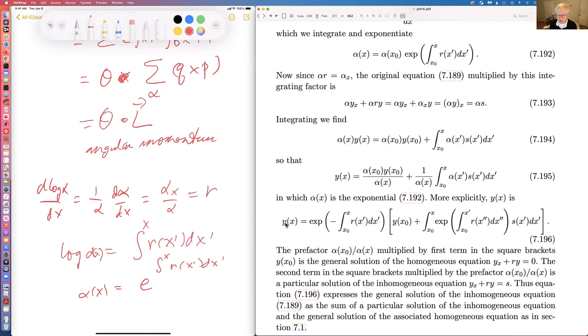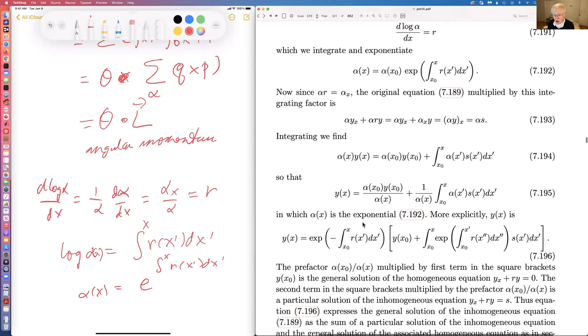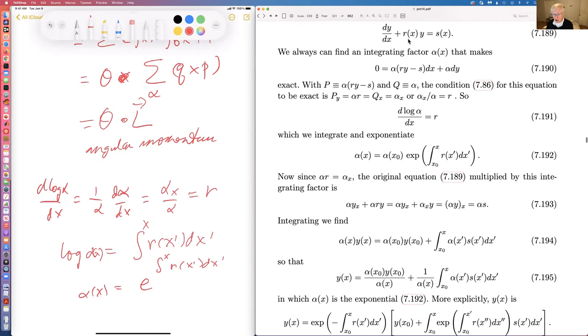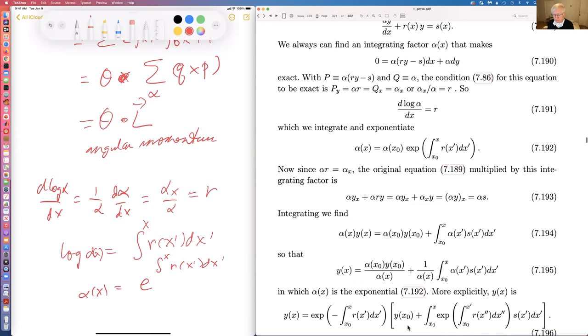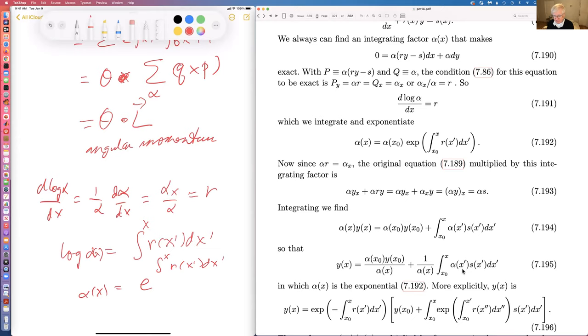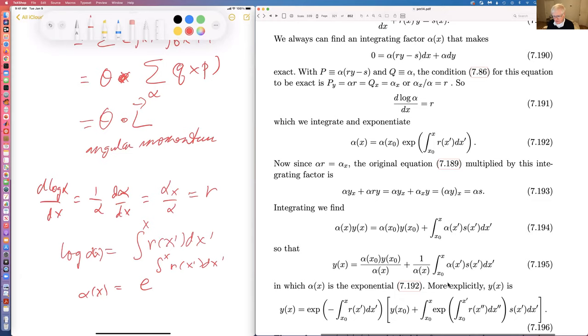And the general solution is y of x is e to the minus the integral of R of x prime. That was the original R here. And then we multiply that times y of x zero, plus, so that's this term. And then we have this term, one over alpha, and we have then this integral, and alpha, of course, is this exponential. What I've left out is that this guy has an alpha. Oh, we're dividing by alpha of x. So this is alpha of x over alpha zero. So we've divided out an alpha zero everywhere.